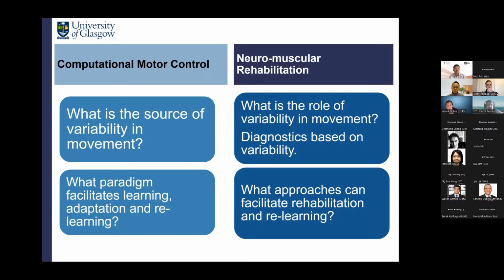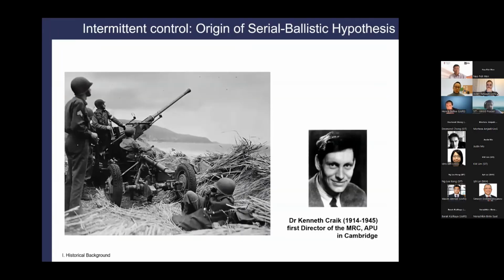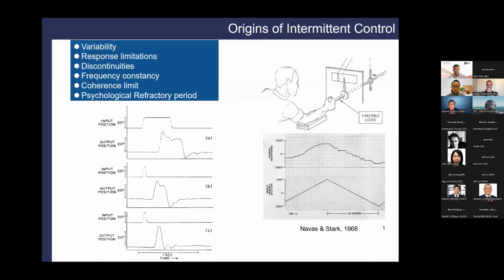I'm going to take a long step back to the 1940s to start with. This is work originally developed by Kenneth Craik, who was the first director of the Medical Research Council's Applied Psychology Unit in the 1940s. And he worked on how humans actually track, in this case, enemy aircraft. These results were later repeated.